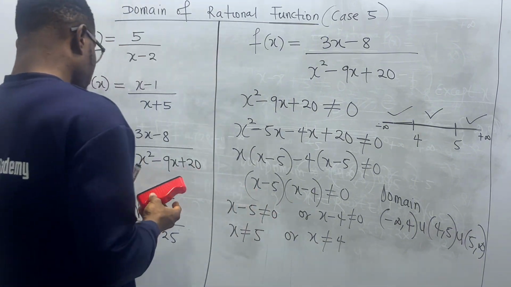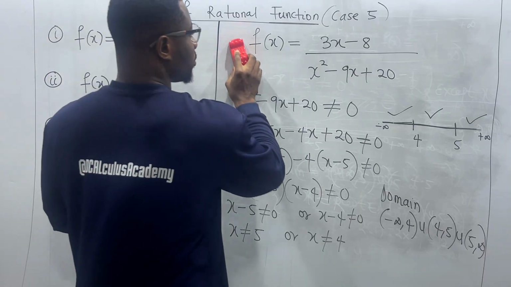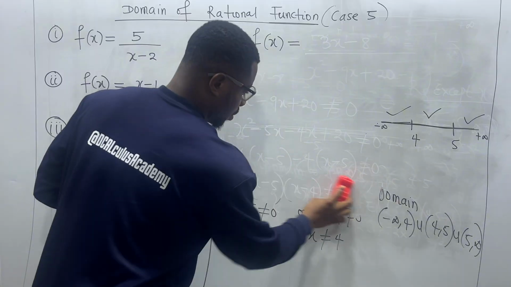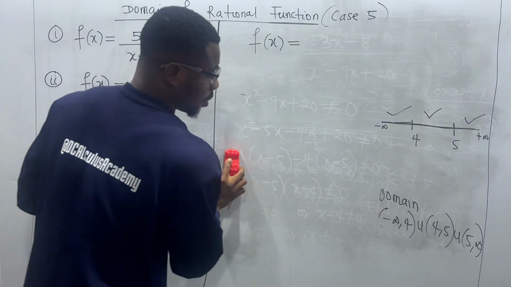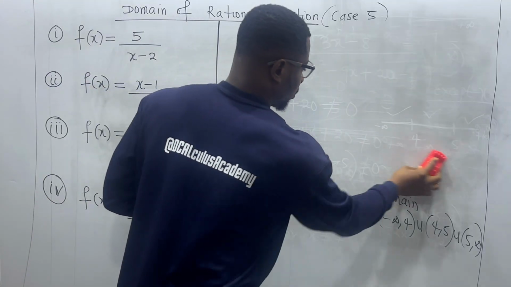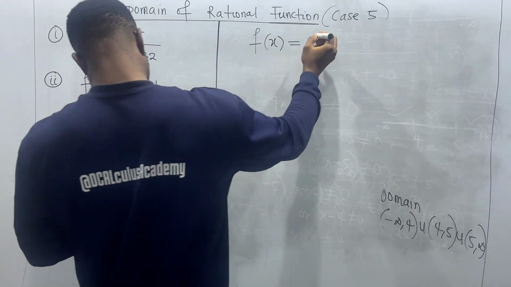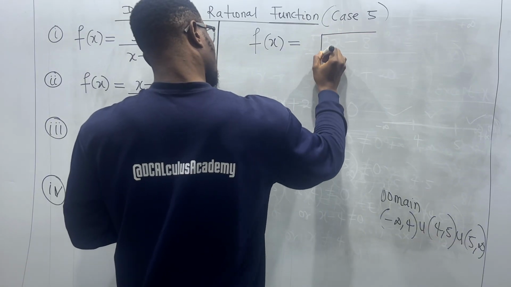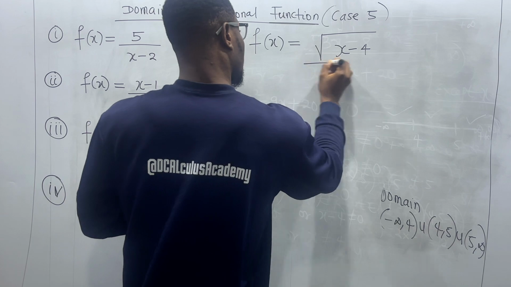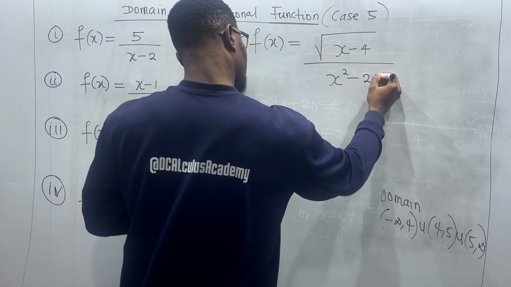All right. Okay, now we're going to the next question. The next question says f of x is equal to square root of x minus 4 divided by x squared minus 25.